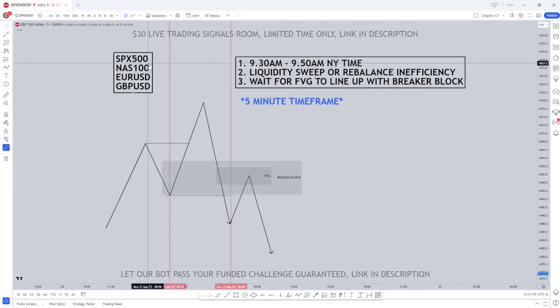First of all, what pairs does it work best on? For indices, S&P 500 and NAS 100, and for forex pairs, Euro USD and GBP USD. Now, before I get into the rules for this actual setup, let's break down what a breaker block is.